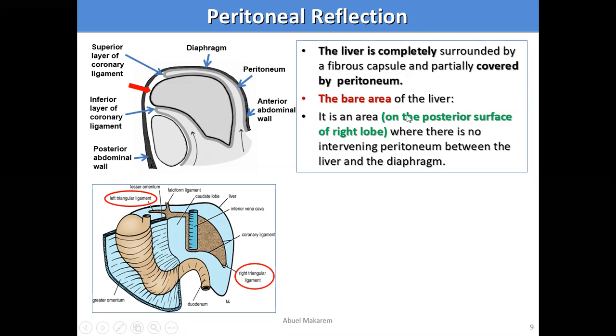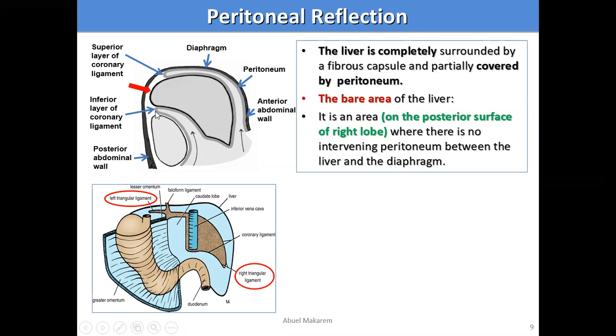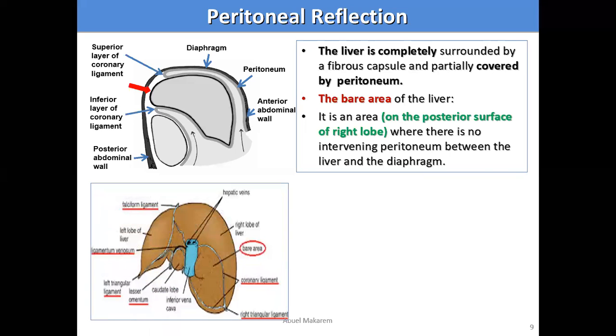So it is an area on the posterior surface of the right lobe where there is no intervening peritoneum. So you cannot see the peritoneum here, between the liver and the diaphragm. So diaphragm is here on the top, the black line, and the gray line is the peritoneum, but the peritoneum doesn't enter here. So the diaphragm is directly in contact with the fibrous capsule of the liver. So those areas are called as the bare areas of the liver.